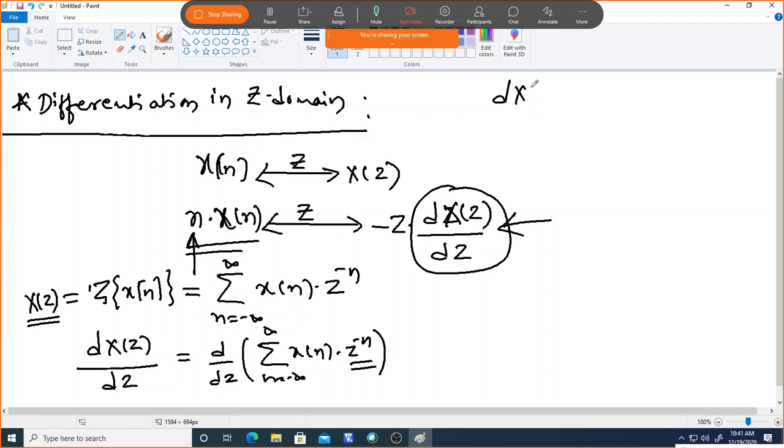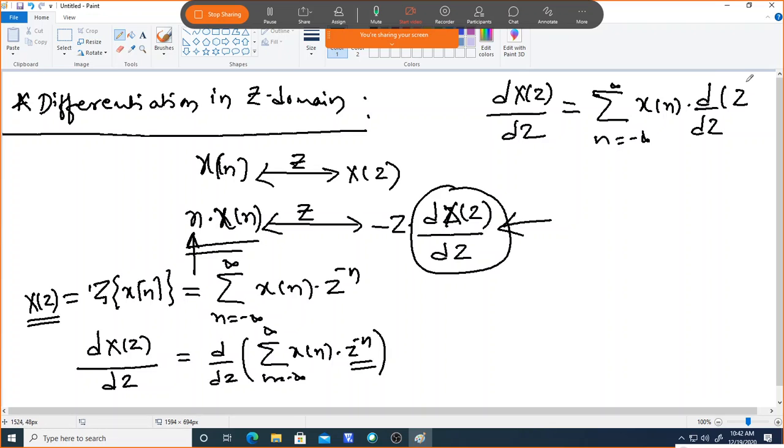You will get dX of z divided by dz, which will give the summation n equal to minus infinity to plus infinity x of n into d by dz of z power minus n. So what it will give? It will give the summation n equal to minus infinity to plus infinity x of n into minus n, into z power minus n.